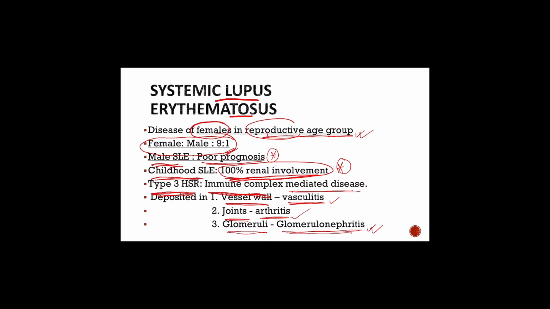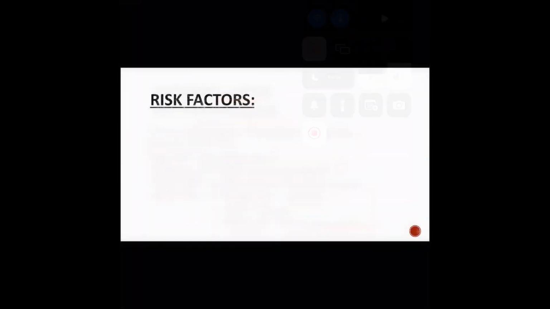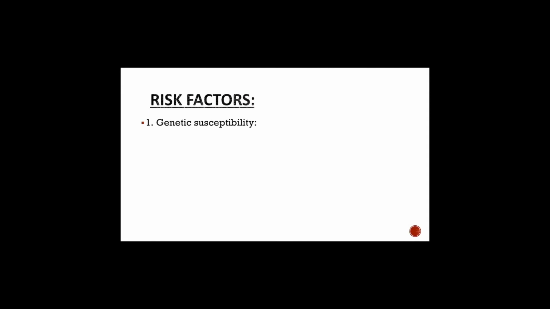So these are the entities which will fall under the categories of SLE, because it is a type 3 hypersensitivity reaction. That means immune complex will get deposited in organs, like in vessel wall causing vasculitis, in joints causing arthritis, in glomeruli causing glomerulonephritis. Okay, so that's that. So now what are the risk factors? The first and foremost is genetic susceptibility. Genetic susceptibility is the most important risk factor to cause SLE. Then comes environmental factors, which I will discuss later.